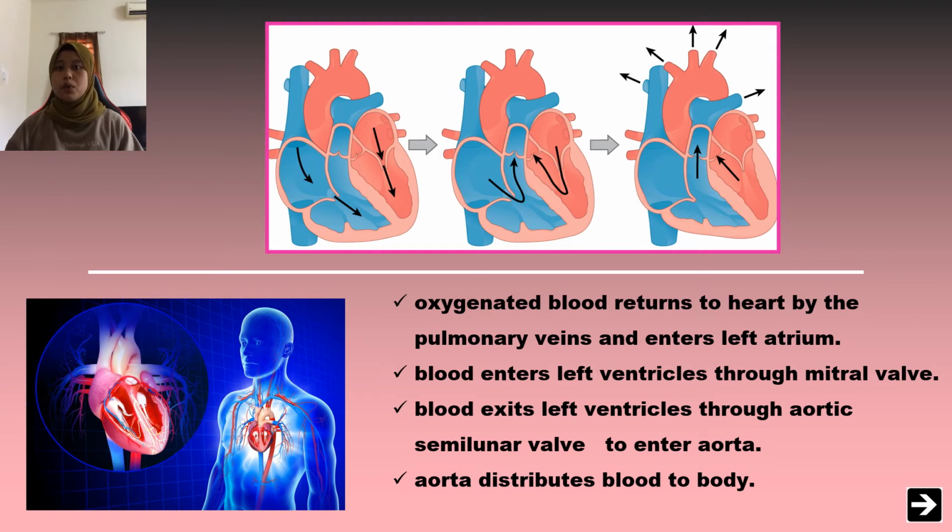Alright, now is blood flow in the cardiovascular system to oxygenate the blood. Blood comes back from the lungs through the pulmonary veins into the left atrium. Next, the blood is pumped into the left ventricle through the mitral valve. And finally, the oxygenated blood exits the left ventricle through the aortic semilunar valve to enter the aorta. And lastly, the aorta distributes blood to the body.